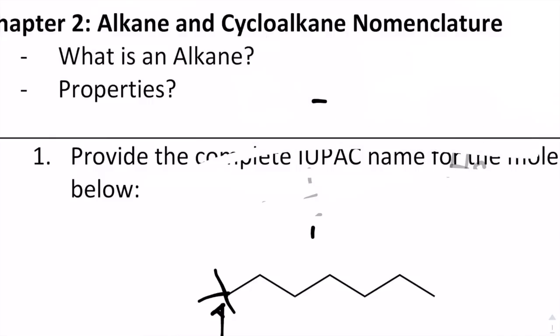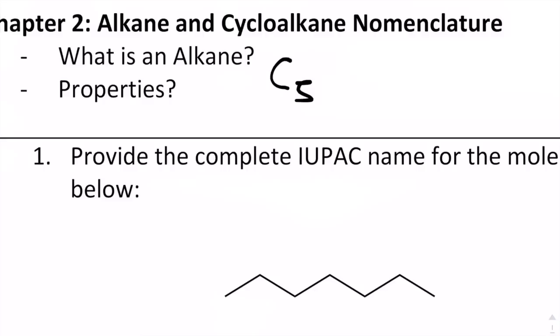The CnH2n+2 rule basically just tells us that for however many carbons is n, so if I said 5 carbons, then the 2n+2 rule is just going to say that there should also be 12 hydrogens present. All right, so that's just a quick way to figure out molecular formula. All right, so some properties of alkanes and cycloalkanes.